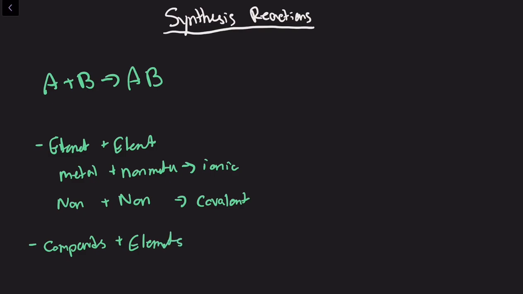Now, if we have metallic oxides, so metal with oxygens, and we react them with water, we would get what are called metal hydroxides or bases. And we can also see the opposite, where we have nonmetal oxides with water giving acids. Now, though this is rare, we can also have compound and compound reactions, which just give us one single larger compound. Let's look at some detailed examples now.